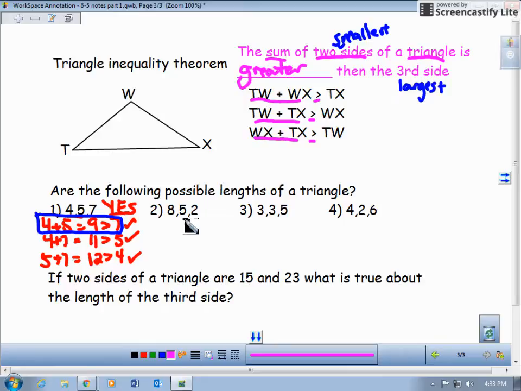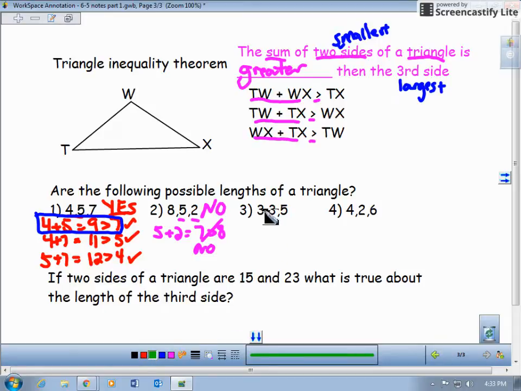Let's take a look at this next one. What are the two smallest sides here? It's 5 and 2. So I'm going to add those two together, 5 plus 2, which is 7. And is 7 greater than that third side, 8? Well, in this case, the answer is no. 7 is not greater than 8. And so the answer to this one is no. That is not possible lengths of a triangle.